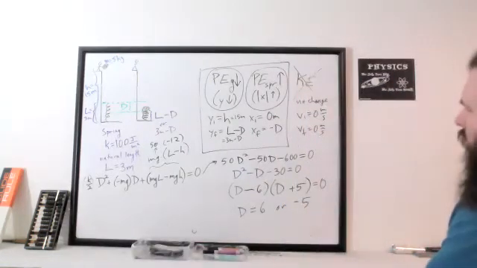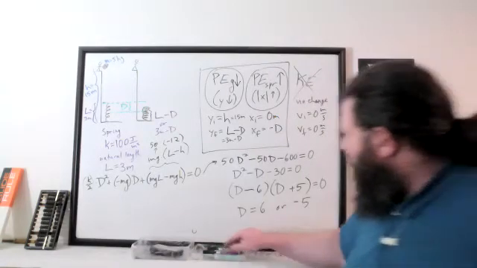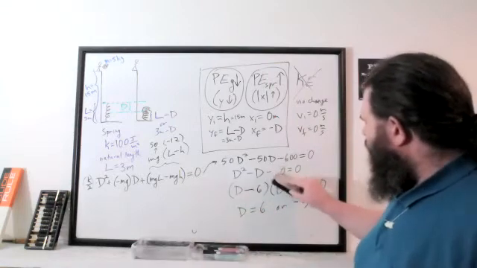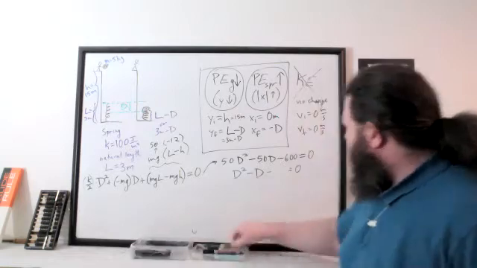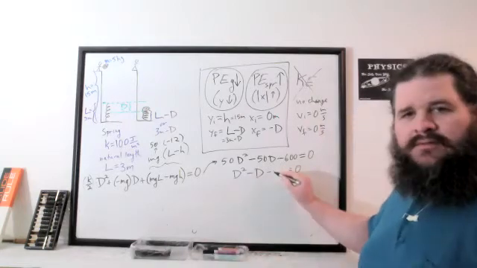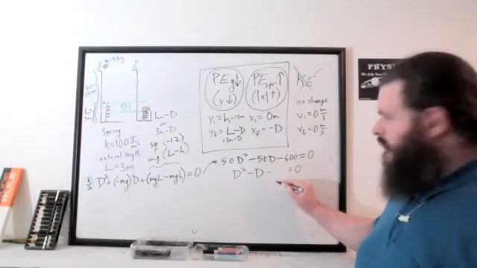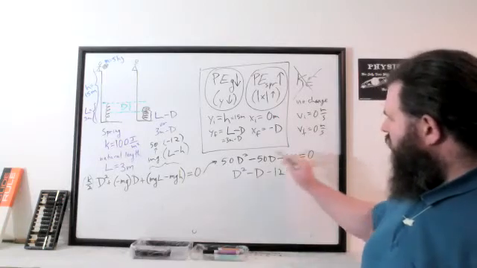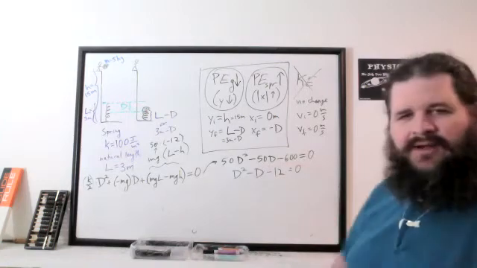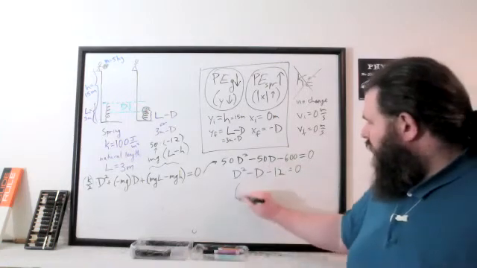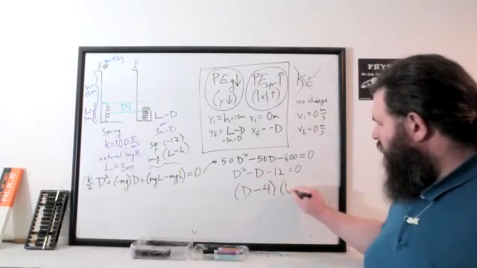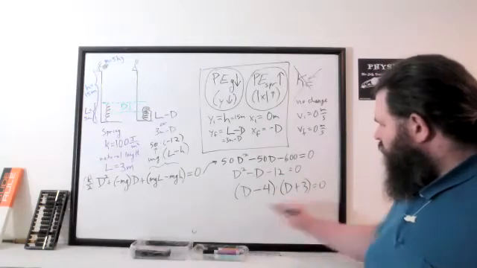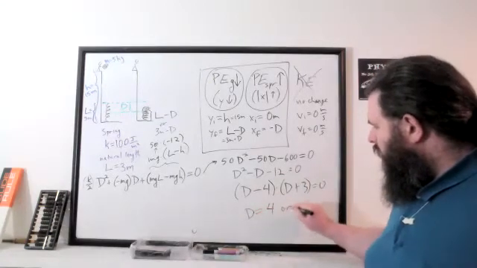-12 instead of 30. Oh, that's right. I was thinking of 5 times 6 instead of 5 divided by 6. Okay. Yeah, thank you. That should be 12 there. For this one? Yeah. 600 divided by 50. Yeah, that should be 12. Thank you. So that changes the factorization. We're going to get D minus 4 times D plus 3. So D would be 4 or -3.